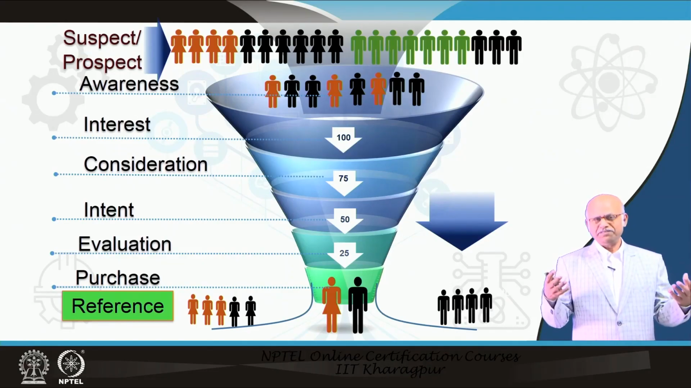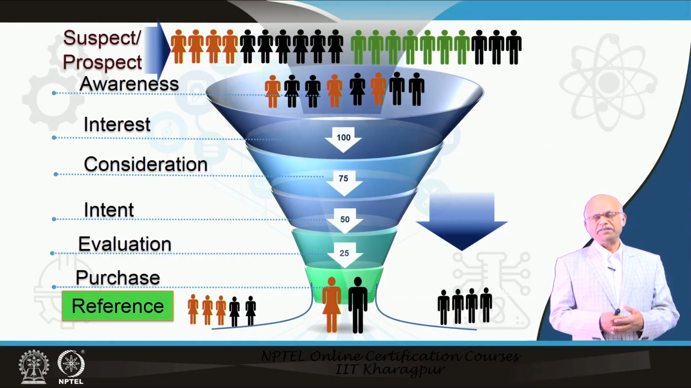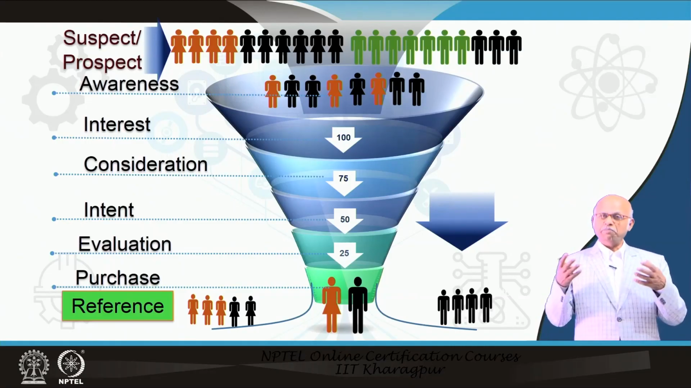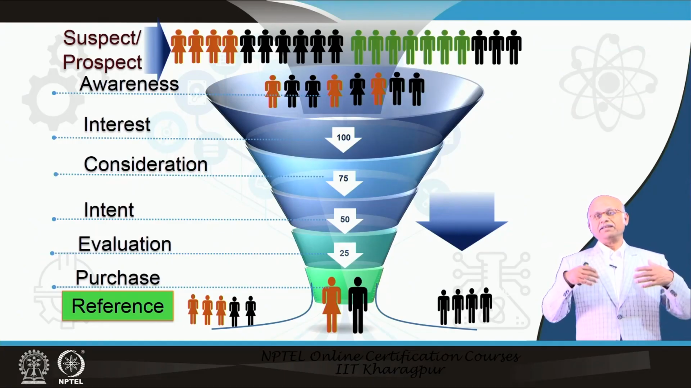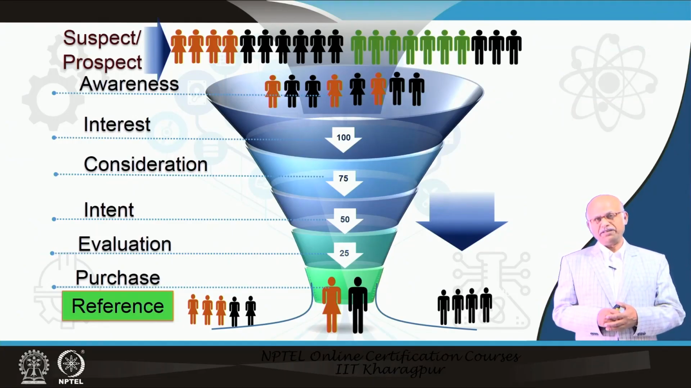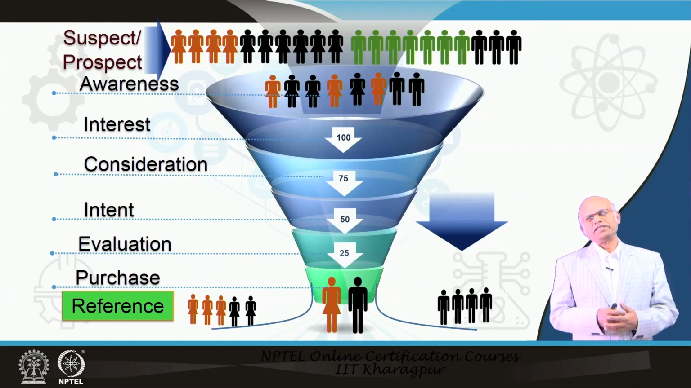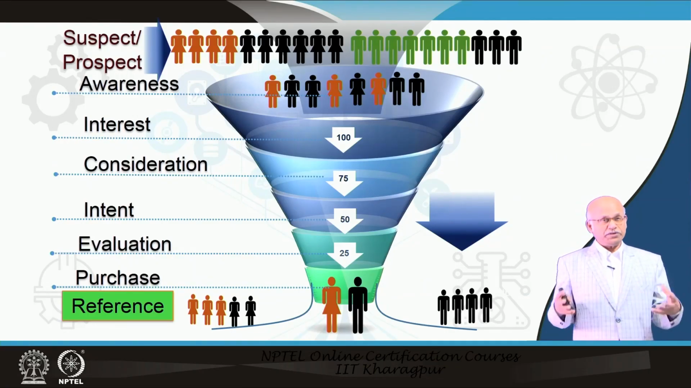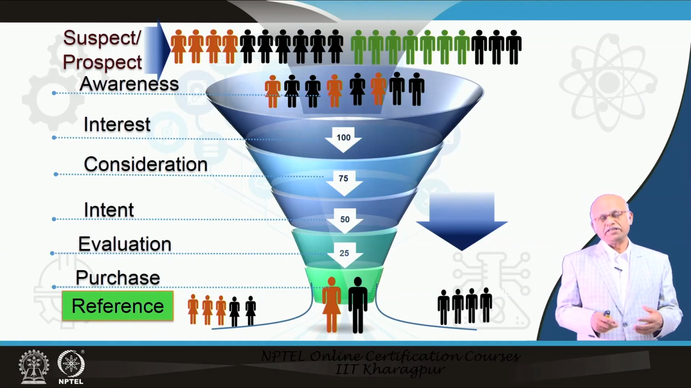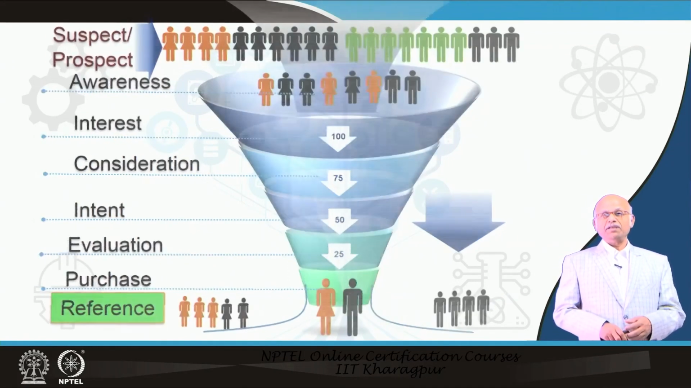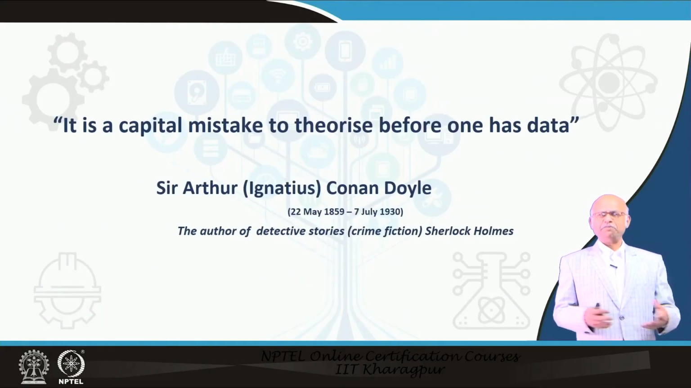So the whole thing is data driven: gathering data, making sense of it through analysis, and then taking actions that are desirable, is the process of market research. Without data, it's very difficult to make decisions. Sir Arthur Conan Doyle famously said, it's a capital mistake to theorize before one has data. So data is the most important thing.